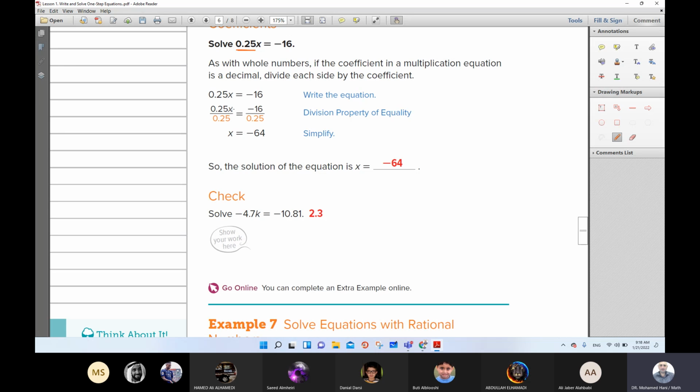So 0.25x divided by 0.25 and negative 16 divided by 0.25. 0.25 divided by 0.25 will be 1, and 1x means x. And here negative divided by positive will be negative. Then we want to divide 16 by 0.25.